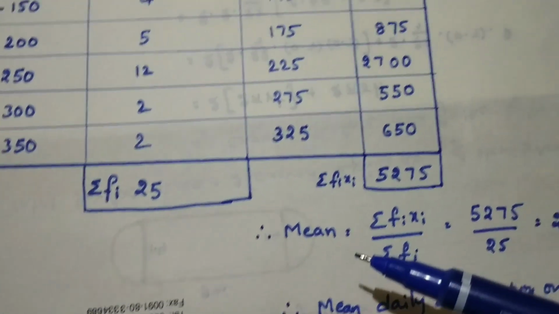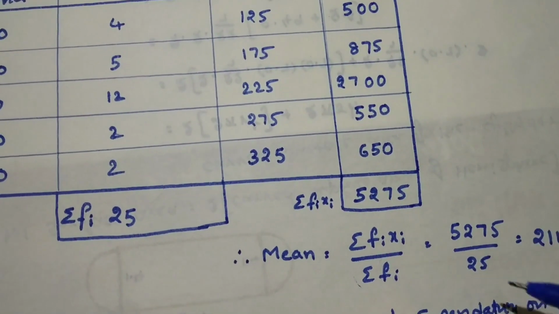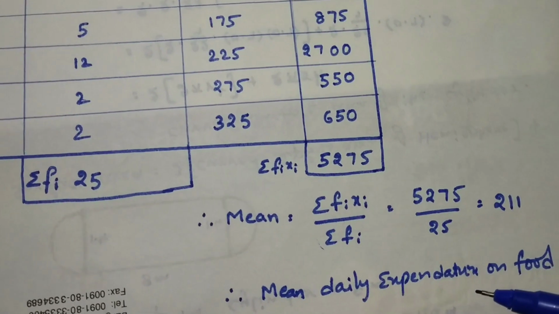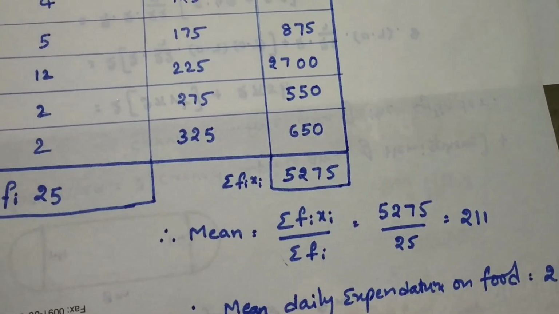Mean formula is equal to sigma fi xi by sigma fi. Substitute the values, 211 you are going to get. Therefore mean daily expenditure on food is equal to 211 rupees.